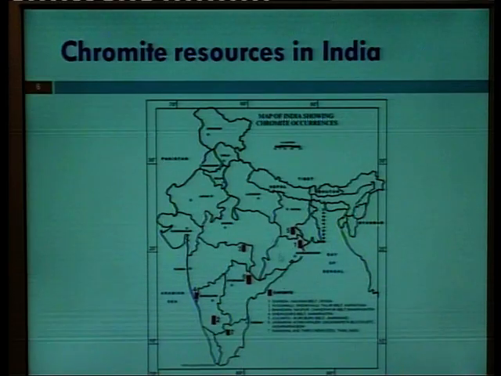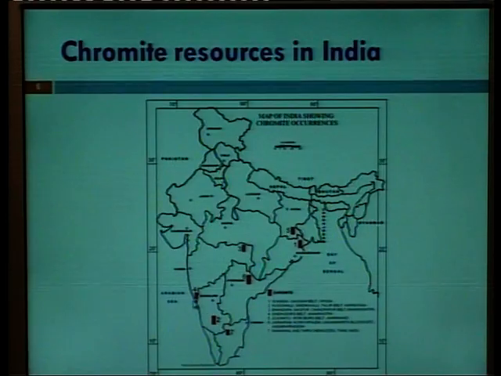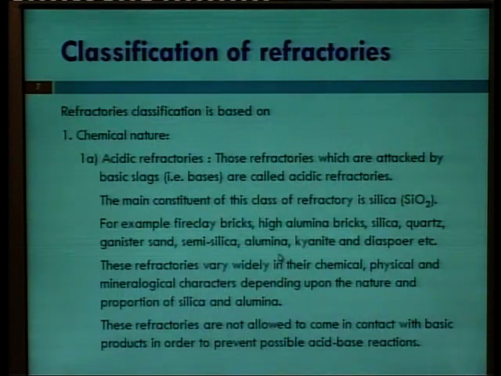So, I have taken only one map. Here we can see the places where there are rich sources of chromite resources in India. Likewise, we have different places where magnesites are available, and silica, etc., which are also important raw materials for converting them into refractories. So, India is rich in resources, we can say.